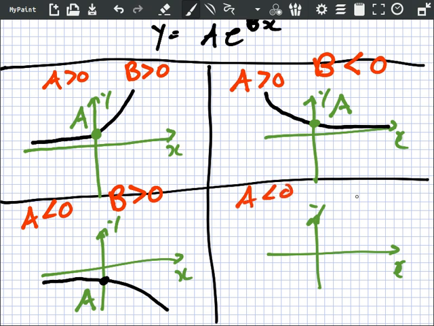A is negative and B is negative. So it is moving towards the x-axis and it's upside down. So I think, yeah, we're like this. And now you should see a pattern emerge here. This point here is again A.